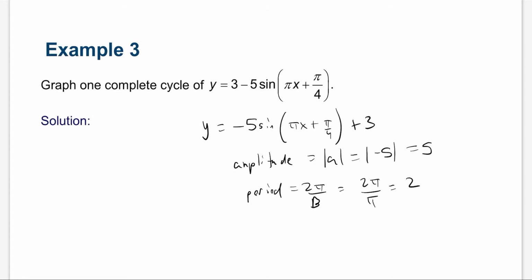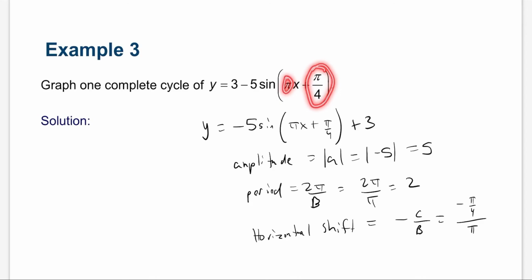All right, and then our horizontal shift is going to be negative c over b, which is negative pi over 4 divided by pi. There's your c, and there's your b. And don't forget to take the negative of it. So the pi's are going to cancel. You're going to be left with negative 1/4. Sorry, not pi fourths. Negative 1/4. All right, so now we have all the information that we need. So let's graph this.